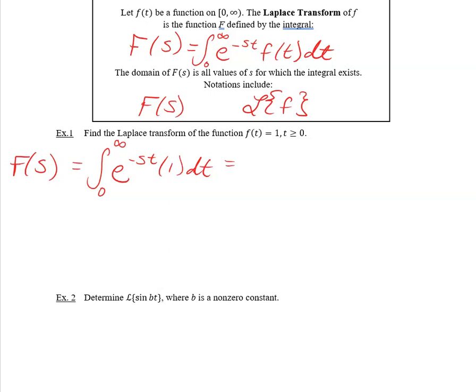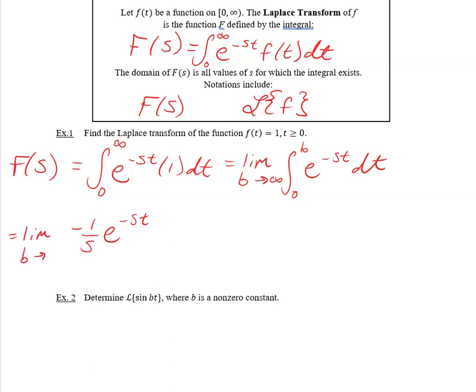So remember how to do an improper integral from Calc 2. I always write this as a limit. So I say the limit, and I use b for no particular reason, as b goes to infinity of the integral from 0 to b of e to the negative st dt. And we're going to treat s as a constant, and t is the variable that we're integrating with respect to. So if s is a constant, then the integral of e to the negative st, think about a mini u substitution, you would end up with negative 1 over s e to the negative st.